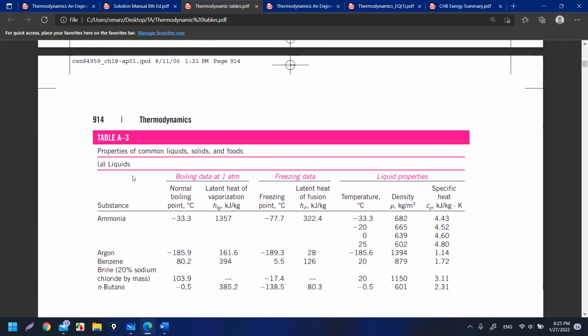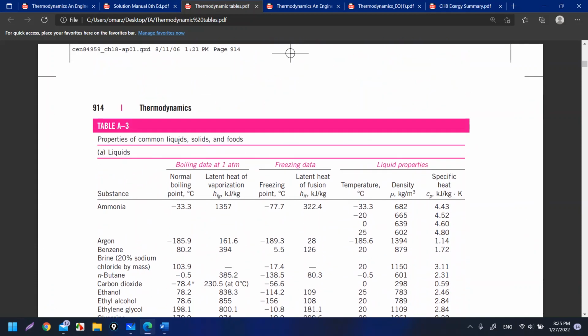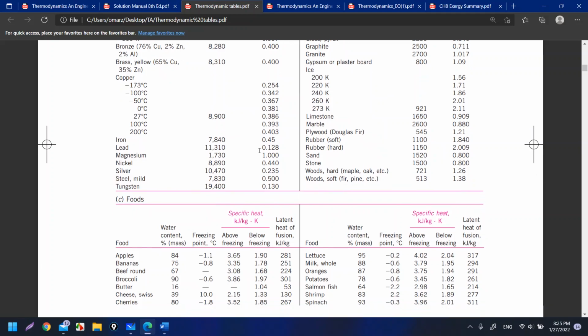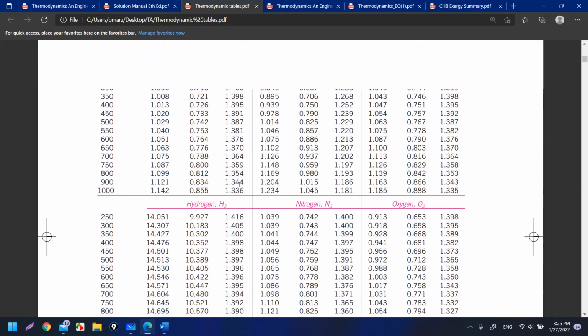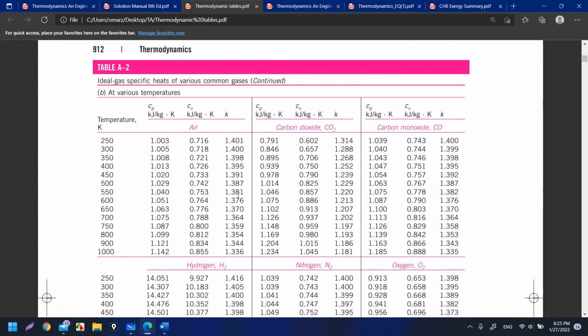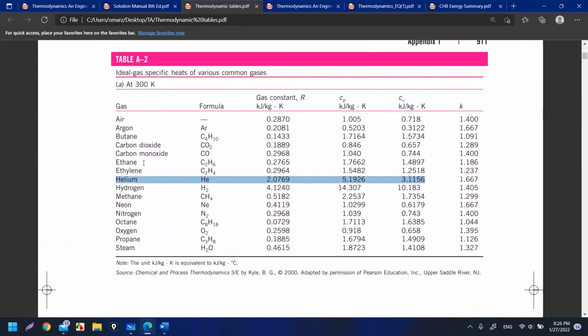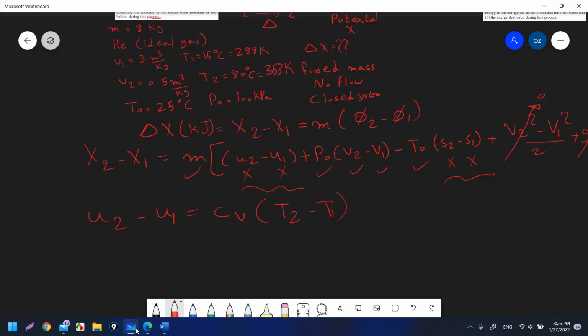A3 has other common liquids, solids, and foods. So before table A4, you will find the tables that you will use for other materials than water or refrigerant R134A. So from table A2, helium, we will take CV, and we will take R, we will use it later, but let's now take CV only and find delta U.